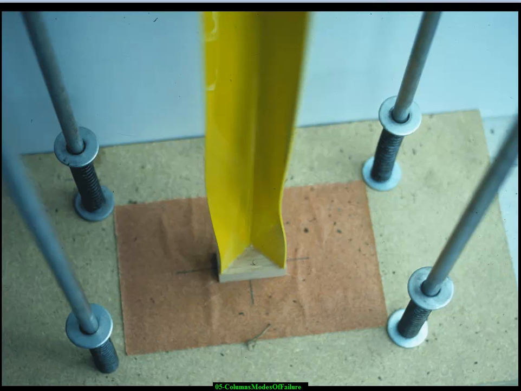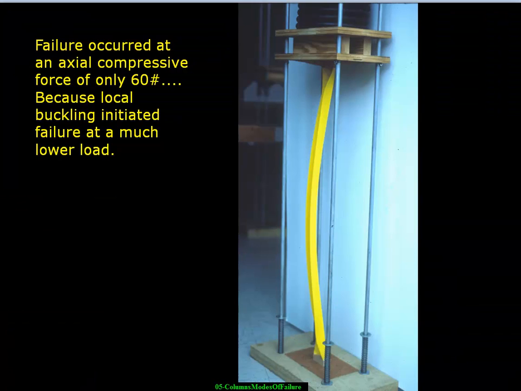This is a view down towards the bottom. You'll notice the straightness of the corner there, but these portions out here have begun to exhibit this odd behavior. This column now failed at only 60 pounds.